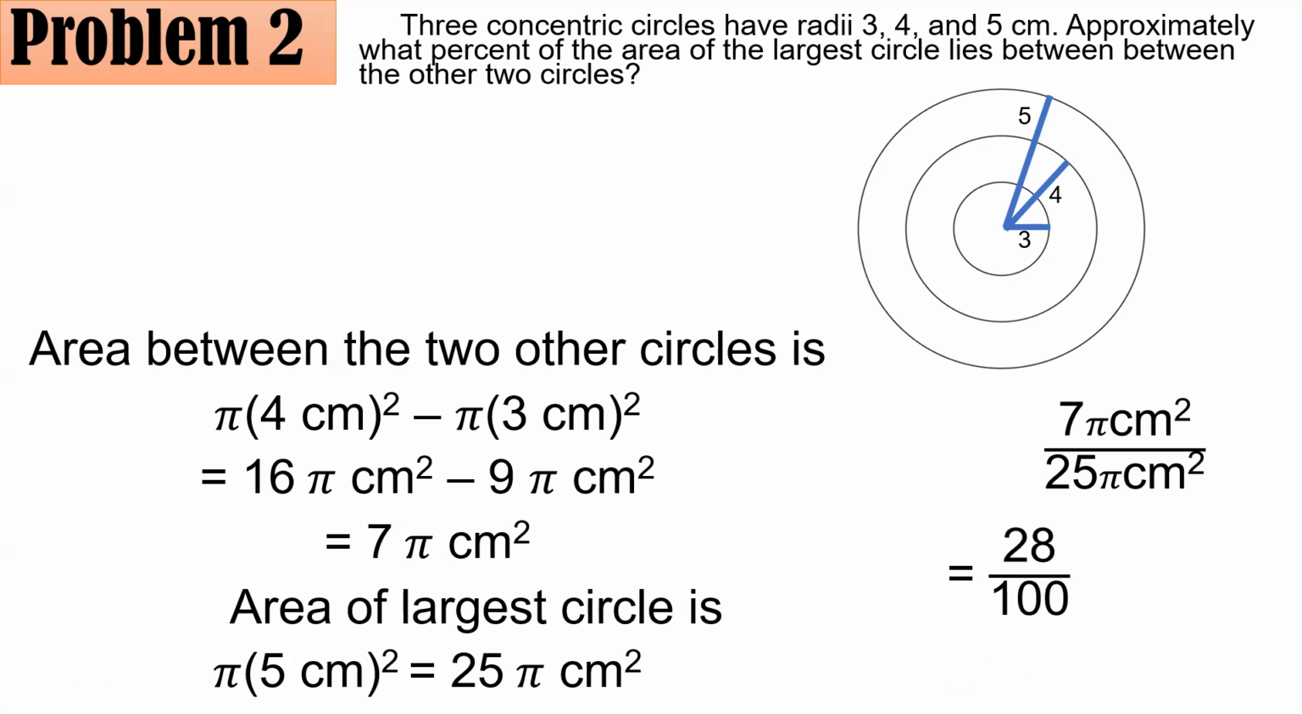But to make it percent, one option is to make the denominator equal to 100, di ba? So kapag nagkaganon po, to make 25 into 100, we will multiply it by 4. So multiplying both numerator and denominator by 4, so 7 times 4 is 28, 25 times 4 is 100, and 28 over 100 is 28%. Therefore, if you got this right, congratulations.